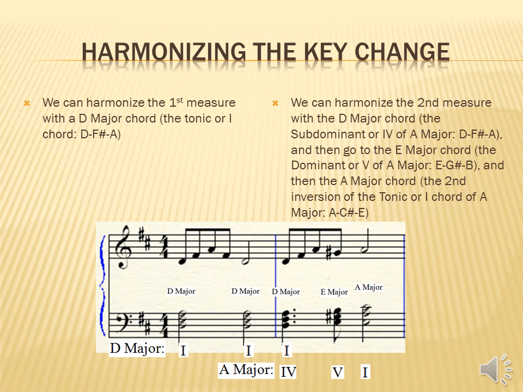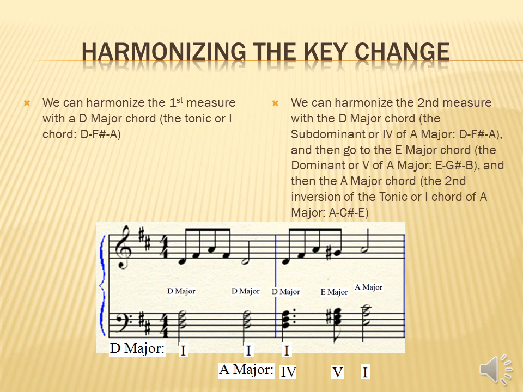Harmonizing the key change. We can harmonize the first measure with the D major chord, the tonic or one chord, D, F sharp, A. We can then harmonize the second measure, also with the D major chord. This time it becomes the subdominant or 4 chord of A major, D, F sharp, A.